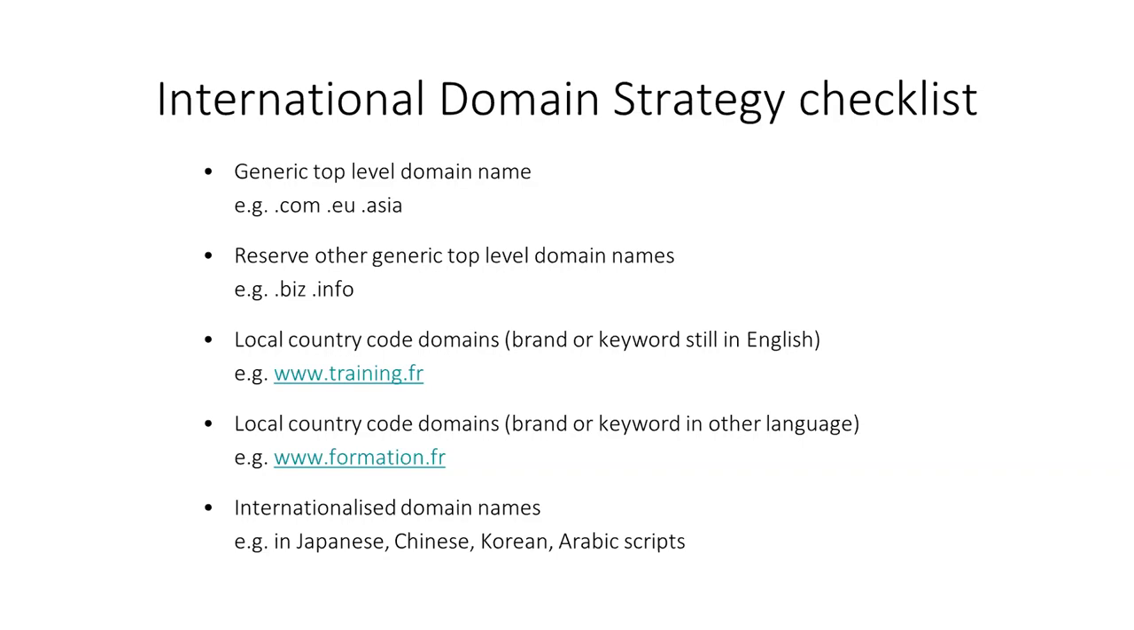So for example, www.training.fr. Or local country code domains where you can use brand or keywords. So for example, formation.fr for your website in France. Keeping in mind that as you grow as a company, you may be looking to start in one country and develop and grow into other countries. So think about other domain names that you might want to have in the future and think about buying those and keeping them in your armory so that they aren't open to being bought by other companies and traders.